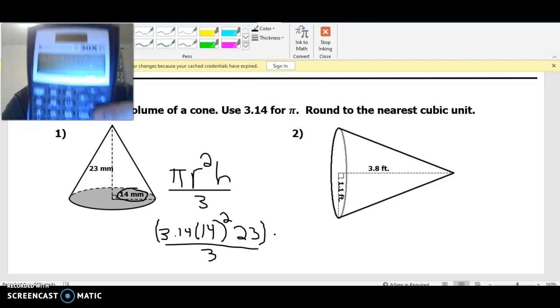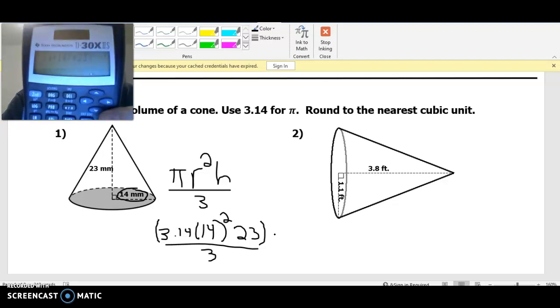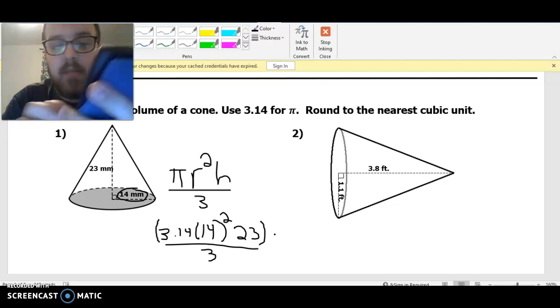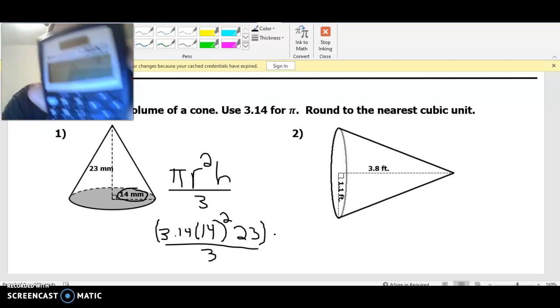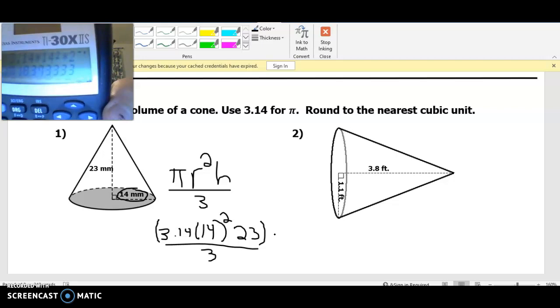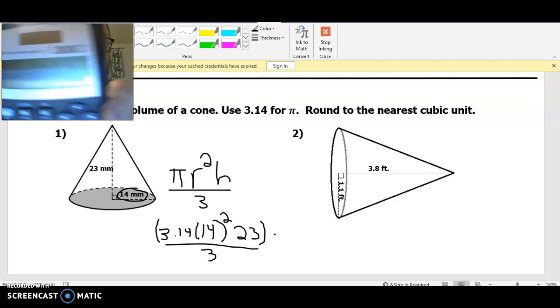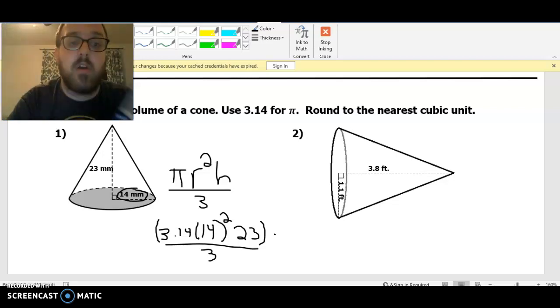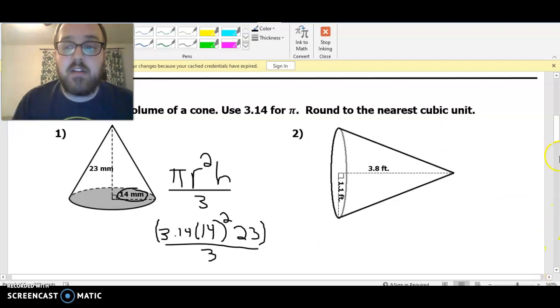You see how I put that in parentheses and then close the parentheses? Everybody see that? And I'm going to go ahead and divide by 3 at the end, and then I'll hit enter, and that will give me the answer that I'm looking for. Now, I need to be careful because I want to make sure I give them what they're asking me for, and in this case, they're asking for the nearest cubic unit.